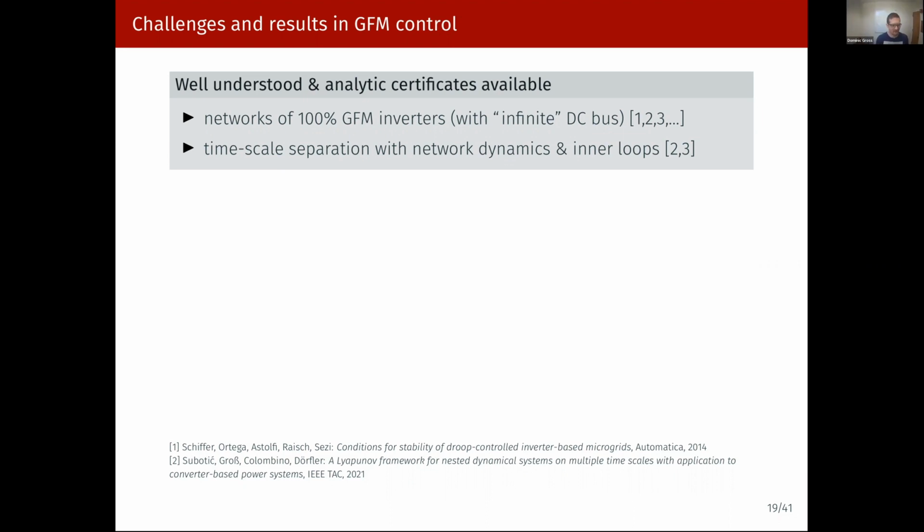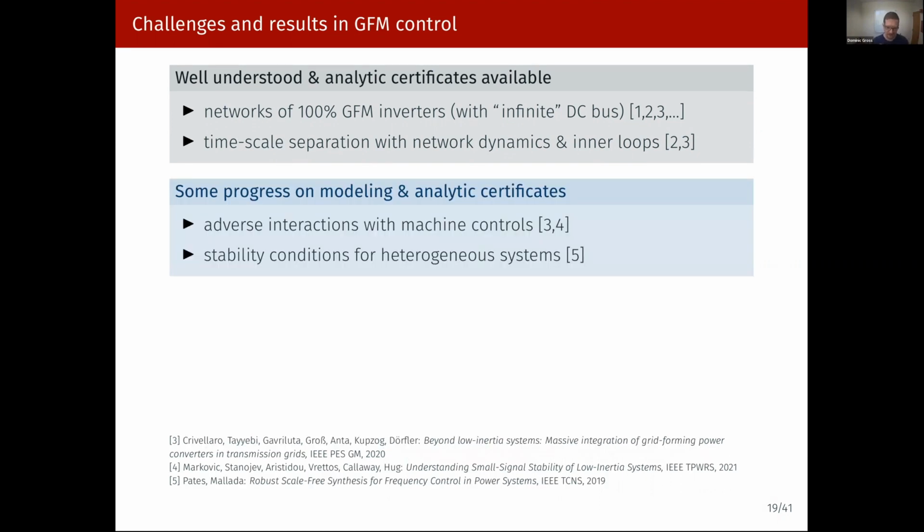So while this is nice from a theoretical point of view, reality, of course, has a mix of all of these devices. And as we heard before, fluctuations of different renewables, or they may not be renewable generation at all. So that's a problem. There's been some progress on modeling analytical stability certificates for heterogeneous systems and studying the interactions of these grid forming controls with machine controls. But not a lot of progress on these things over the last years. And then there are things that are completely open and not well understood.